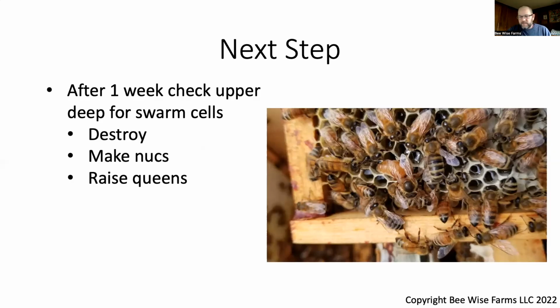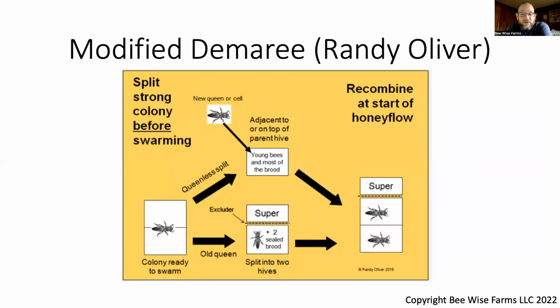Really nice process. There are also variations of this that have been developed by other folks. This is from Randy Oliver. This is basically splitting a colony using a modified Demaree method to take advantage of honey flow. So usually we see swarming that coincides with the beginning of honey flow. As soon as resources start coming in, things tend to get a little tight.